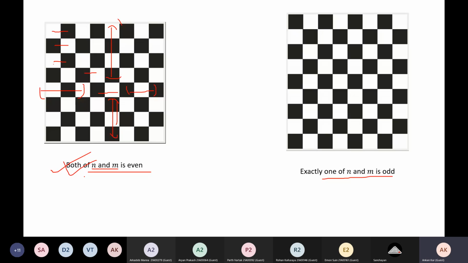Suppose you are putting, in any manner, some dominoes, and if I count each cell, like this cell, this.